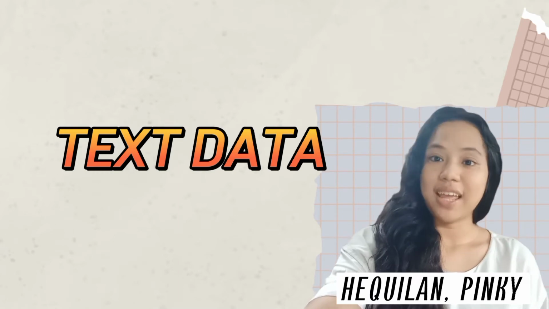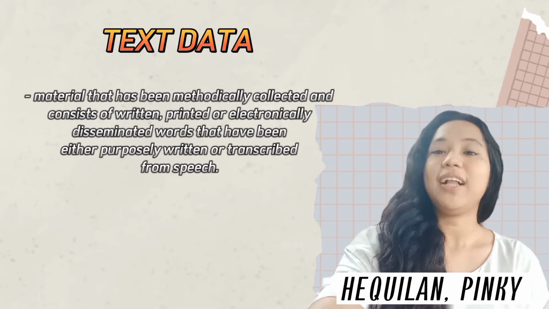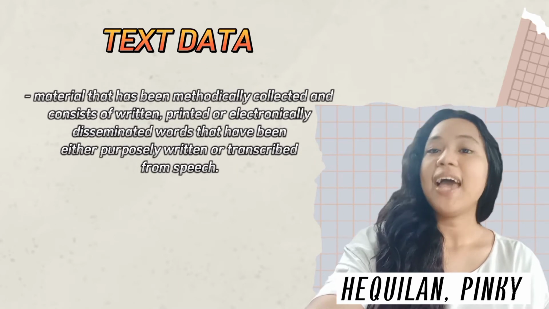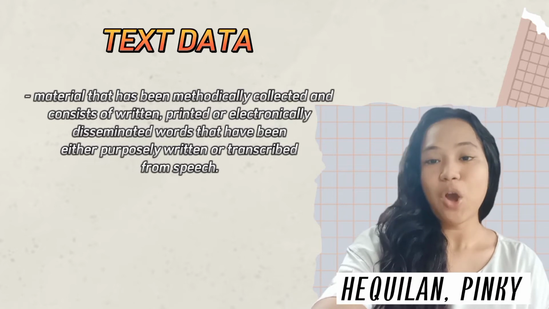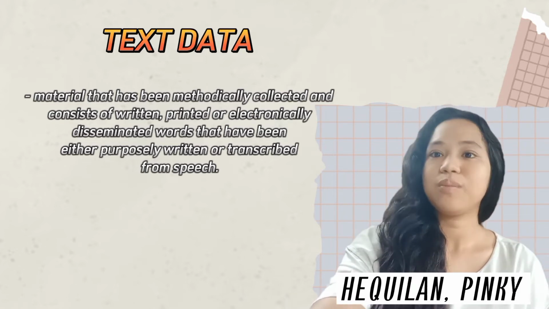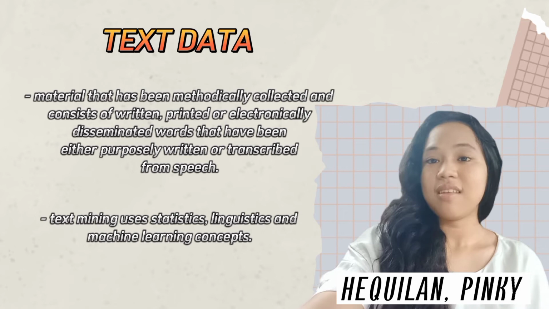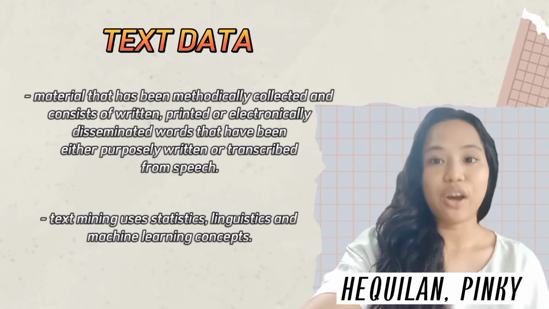Let's talk about text data. Textual data is material that has been methodically collected and consists of written, printed, or electronically disseminated words that have been either purposely written or transcribed from speech. Text mining uses statistics, linguistics, and machine learning concepts.